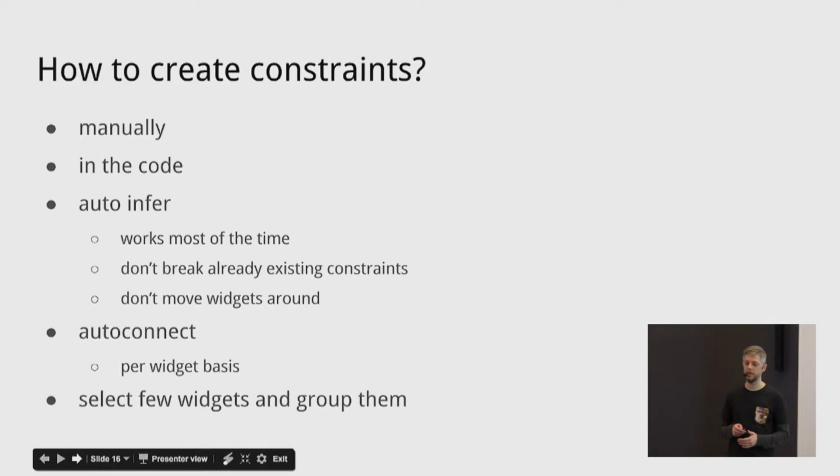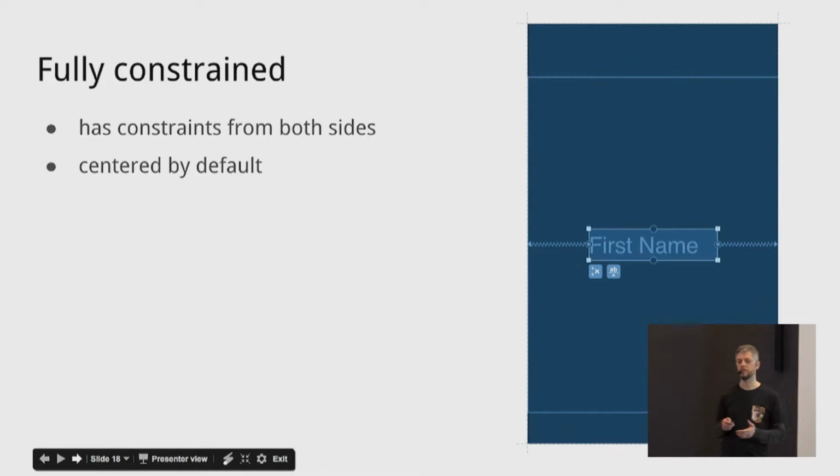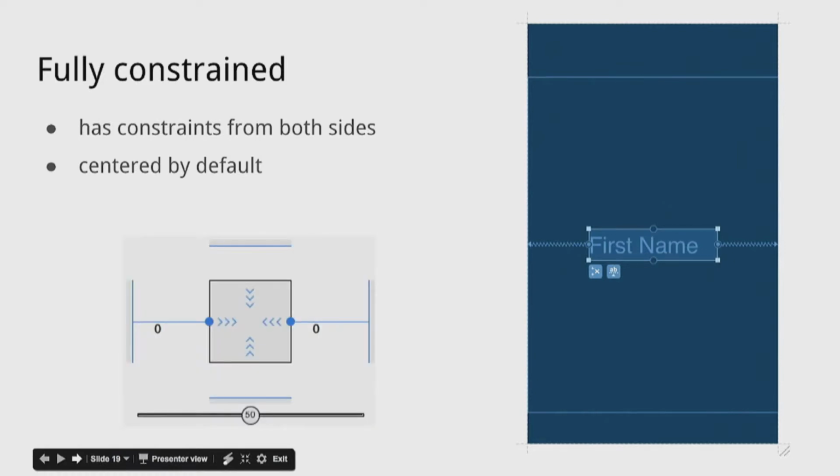So it's actually super easy. Maybe it looks scary, but in the end it's super easy to create a connection in the code and using the UI. There is the idea of a fully constrained view. A fully constrained view is basically a view that has a connection from both sides, left and right, top and bottom. When we create those two constraints for our object, we make this object fully constrained, and this leads us to the idea of bias.